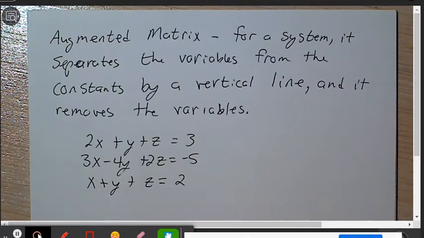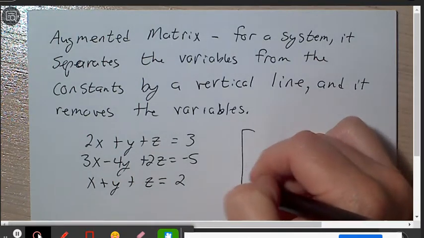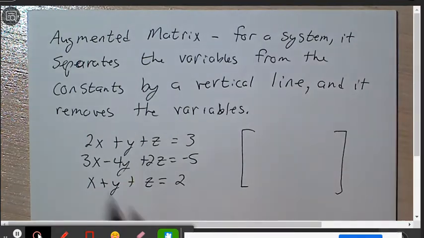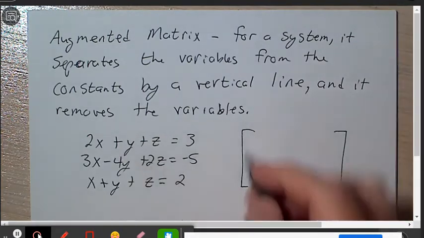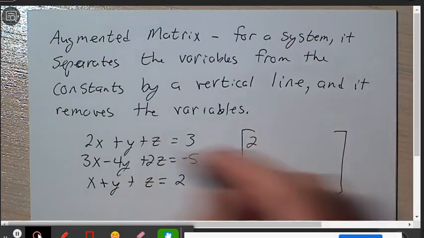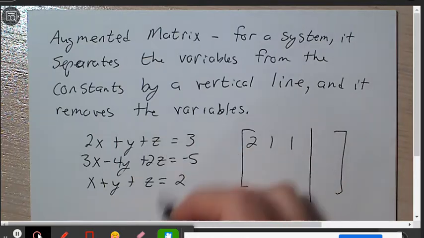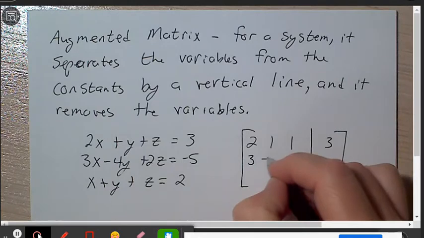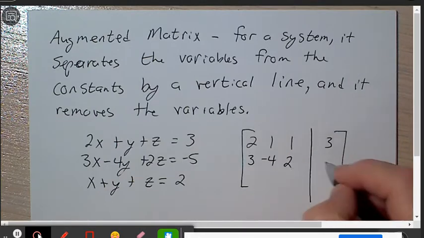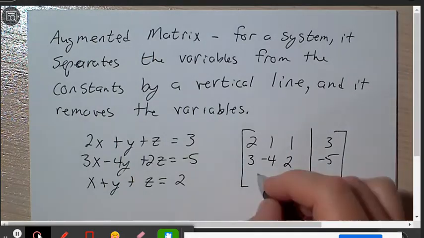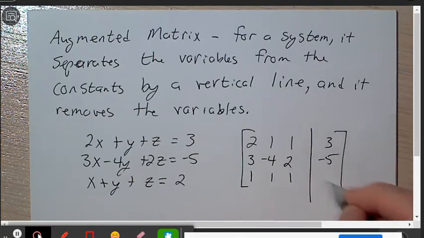If they ask you to rewrite it in augmented matrix form, basically here's all you do. You just take the numbers that you have that's here and you just write down the numbers. So there'll be 2, 1, 1. And then you draw a vertical line where all the equal signs are, and then you put the 3 that's over here. It's 3, -4, 2, -5, 1, 1, 1, and 2.